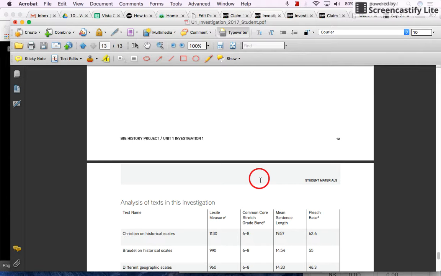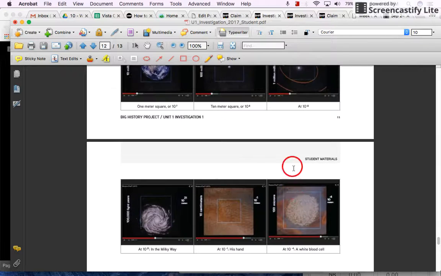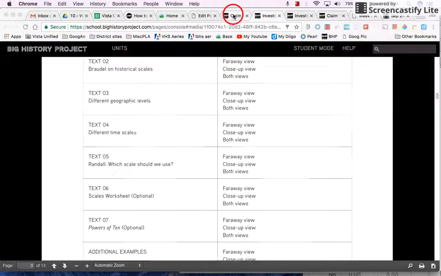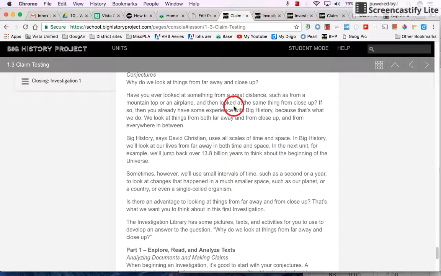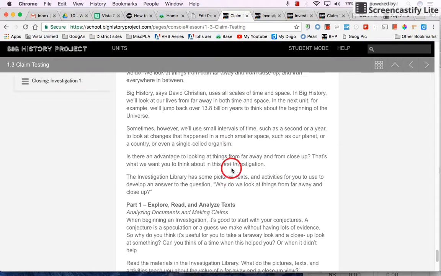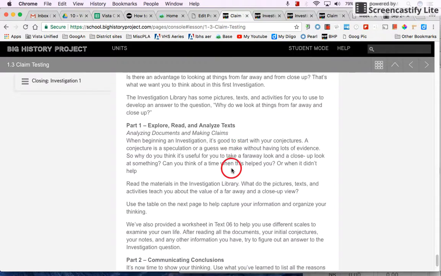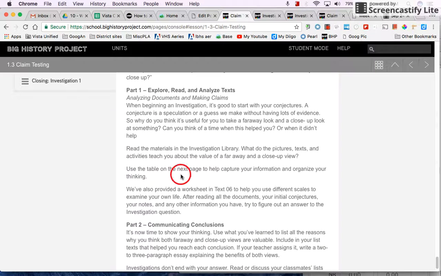Shoot, I thought there was something else in here that you were going to read. Sorry, sifting through my papers here. Okay, well, I know it's here somewhere. Process. Oh, yeah. Explore, read, and analyze text. That's part 1. That's where it is.